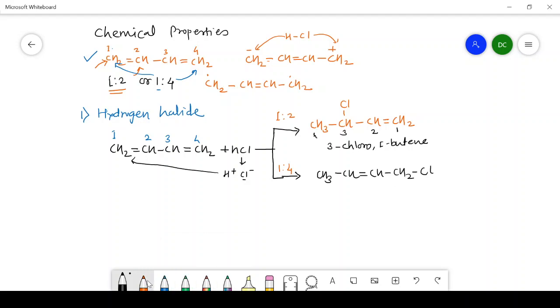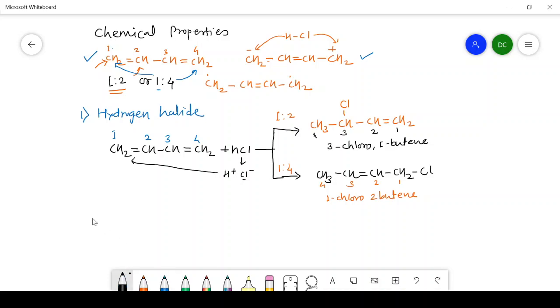The name of this compound is, if I number from this side, this is first carbon, second, third, and fourth, and that's why it is 1-chloro-2-butene. So different products are obtained after 1,2 addition and 1,4 addition. And keep in mind, for 1,2 addition, we have to consider this structure, and for 1,4 addition, we have to consider this resonating form. It is useful to write the structure of the product obtained after 1,2 or 1,4 addition. In this way, hydrogen halide reacts with 1,3-butadiene.